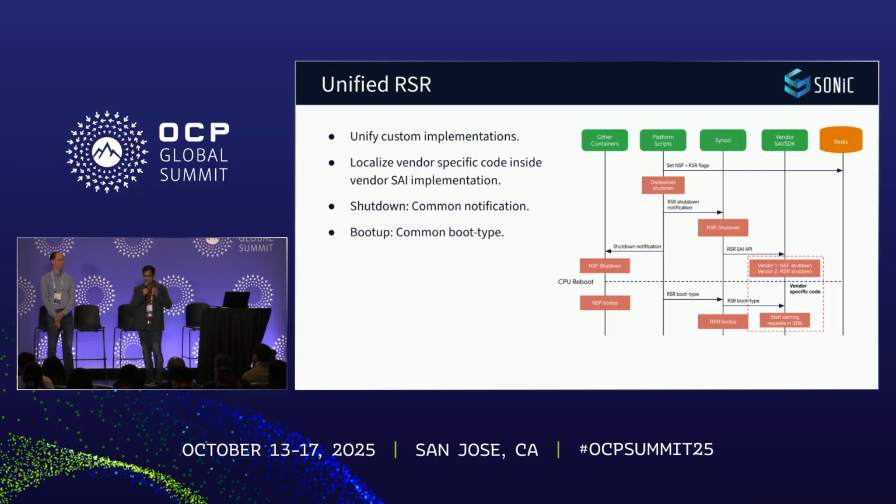So during shutdown, we can send an RSR notification. Syncd performs an RSR shutdown and calls the common RSR SAI API, and then the vendor can decide whether it needs to perform an NSF shutdown or an RSR shutdown. Similarly, during boot up, a common RSR boot type can be passed to syncd, and the vendor can perform RSR boot up.